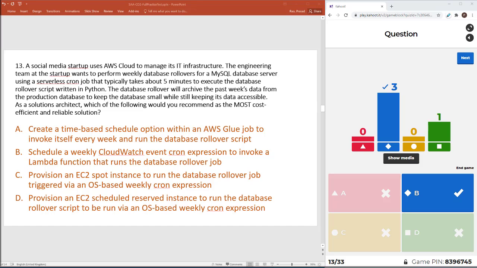Yeah, three of you got it right. It is CloudWatch that you need to schedule, and Lambda can be invoked to perform the job. Using EC2 scheduled reserved instances is going to be too costly. That's because Lambda fits the purpose much better in a serverless manner. And moreover, for the scheduling part, an OS-based weekly cron expression is a legacy way to do it. The more cloud-native way is to use CloudWatch.